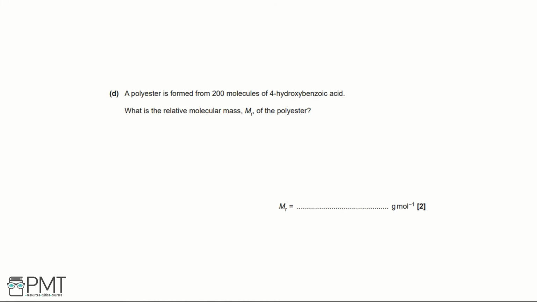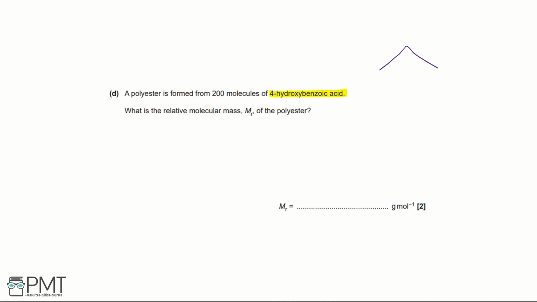Part D. A polyester is formed from 200 molecules of 4-hydroxybenzoic acid. What is the relative molecular mass, or Mr, of the polyester? The first thing we need to do with this question is draw 4-hydroxybenzoic acid and work out its relative formula mass.